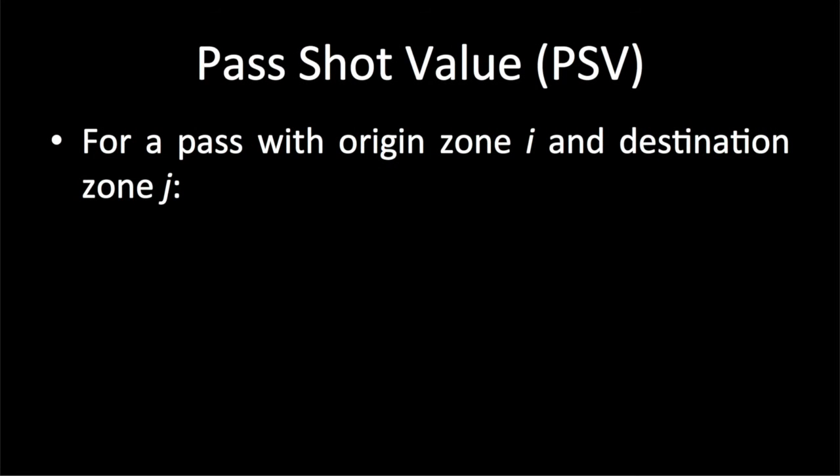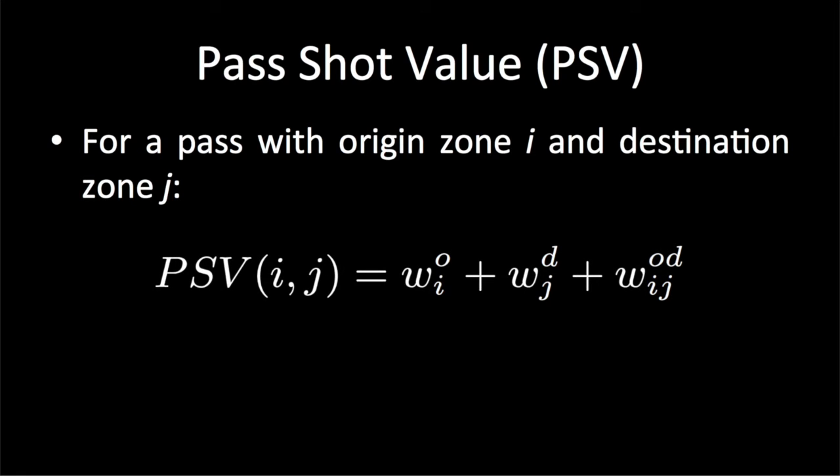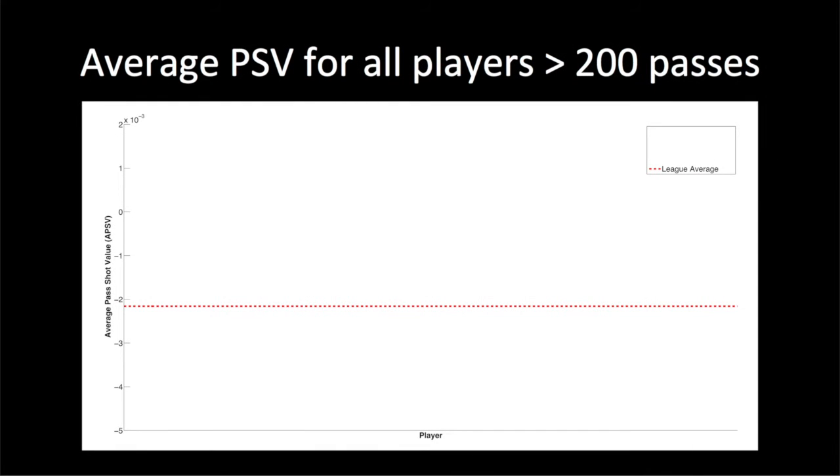We use this weighting of pass locations to construct our pass shot value formula, which is the sum of the model weights for the corresponding origin, destination, and origin-destination pair zones for a given pass. We calculated the average pass shot value for all players with greater than 200 passes over the course of the 2012 to 2013 La Liga season.